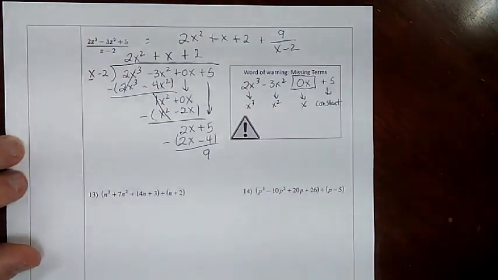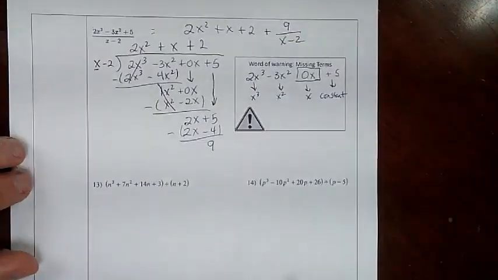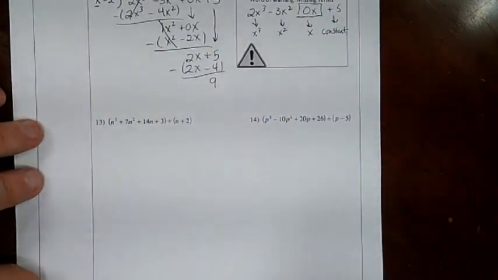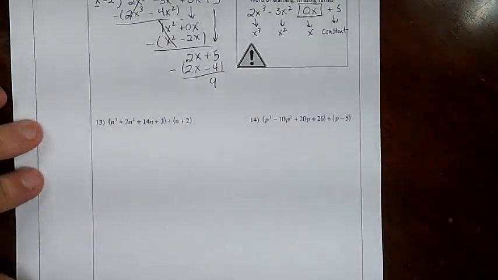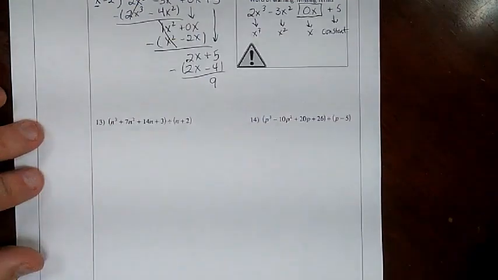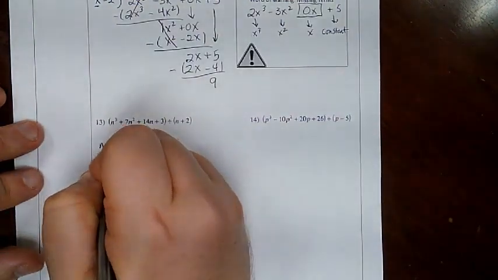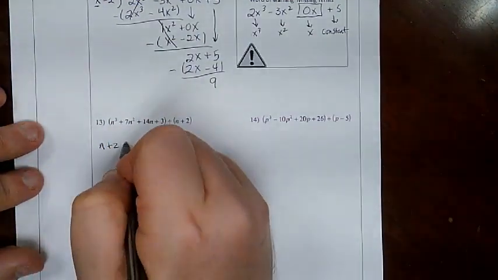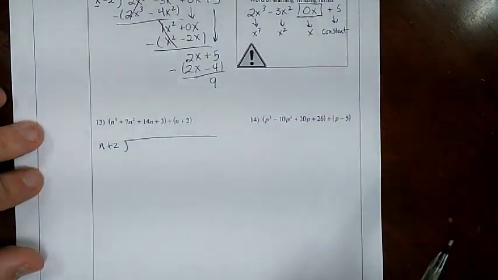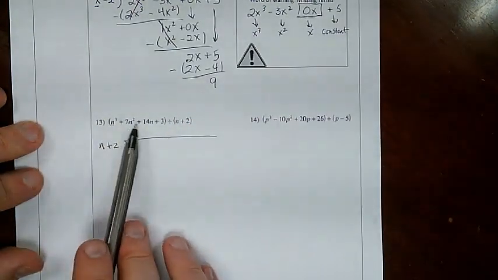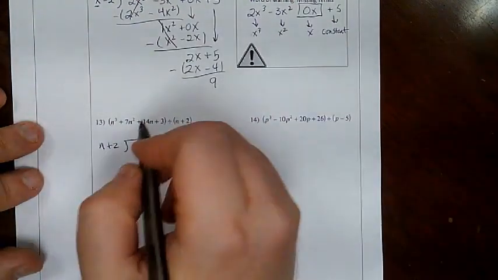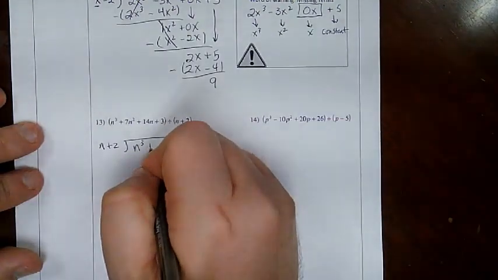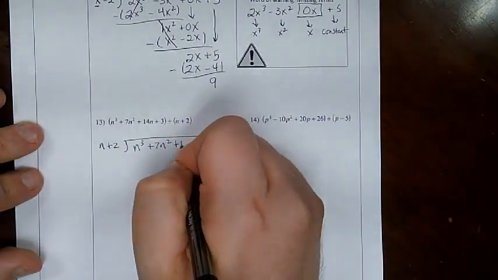Now, if we go down here and look at these last two practice problems, you will notice that they are, again, written as division, but they're not set up for us. So we need to make sure that we're doing our own setup. So I'm going to put n plus 2 on the outside. I'm going to check and see if there are any missing terms, n cubed, n squared, n, and a constant, so no missing terms. N cubed plus 7n squared plus 14n plus 3.